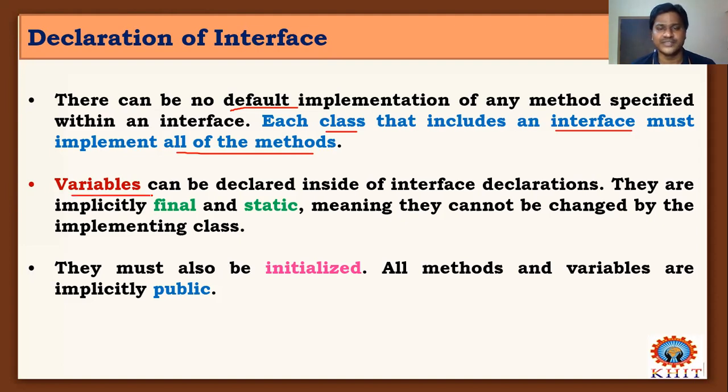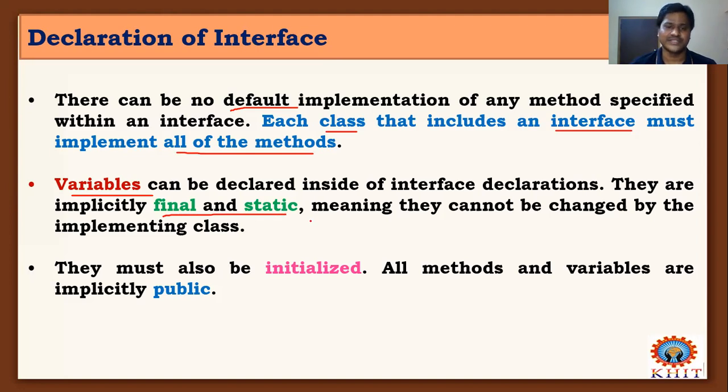variables. Once again, we are discussing variables with respect to the interface concept. Variables can be declared inside the interface declaration. They are implicitly considered final and static variables. Final and static variables. And we know when we declare a variable as final, the value assigned to that variable should not change during program execution, or in the entire program scope. But when we declare a variable as static, that variable should be initialized, right?